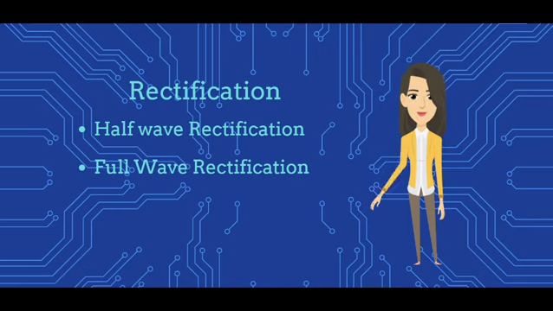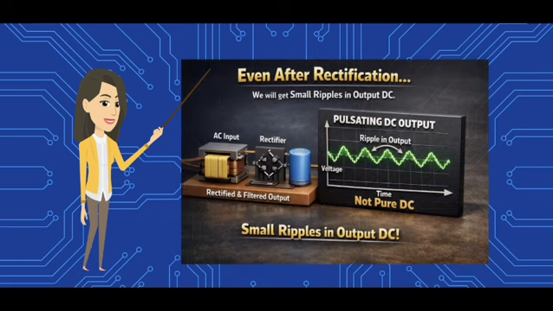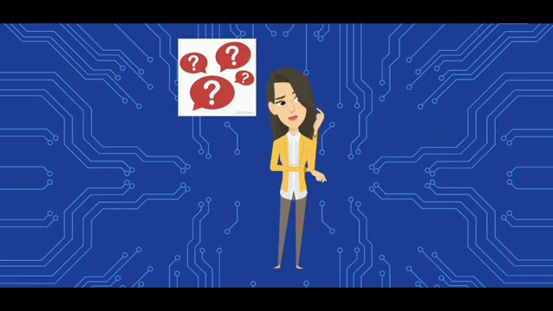There are two types of rectification: half-wave rectification and full-wave rectification. But even after rectification, the output is not a perfectly smooth DC voltage. Instead, we get pulsating DC which still contains small fluctuations called ripples. These ripples can create problems in electronic circuits. So the next question is, how do engineers remove these ripples and produce a smooth DC voltage?